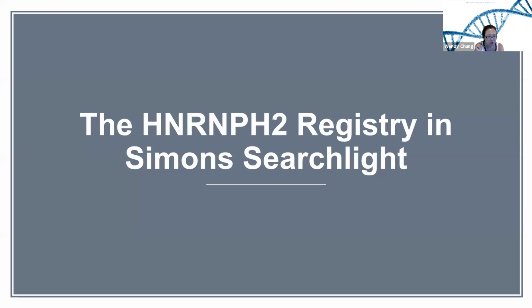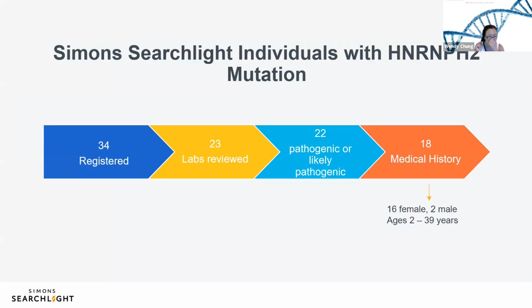So I'm going to now shift to tell you what data we have specifically in Simons Searchlight for HNRNPH2. And you're also going to hear from Dr. Bain about information that she's collected at Columbia. These are complementary. Some of her information is from in-person assessments. And again, Simons Searchlight hasn't done that. So she'll be showing you some information that's in some ways more detailed.